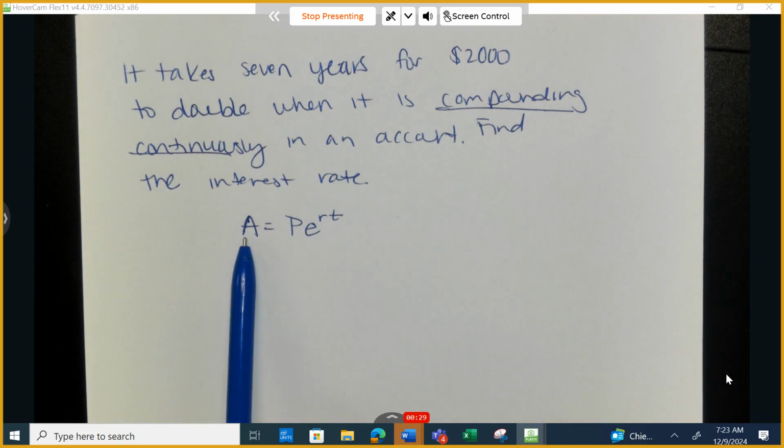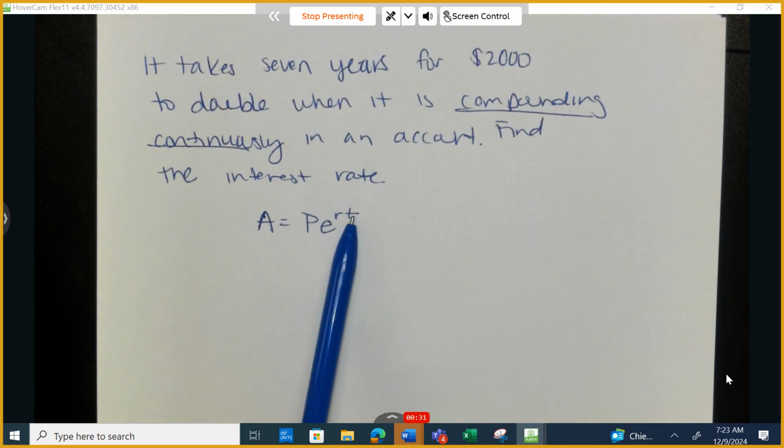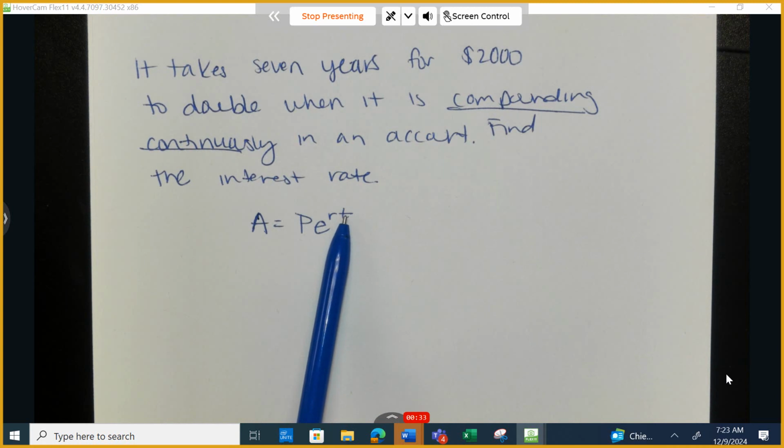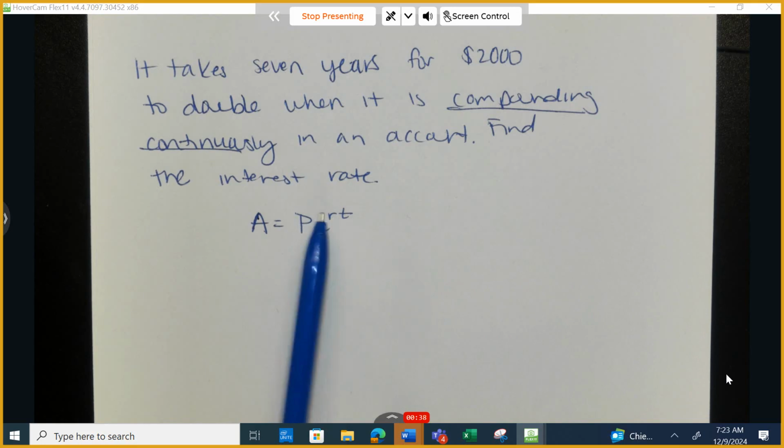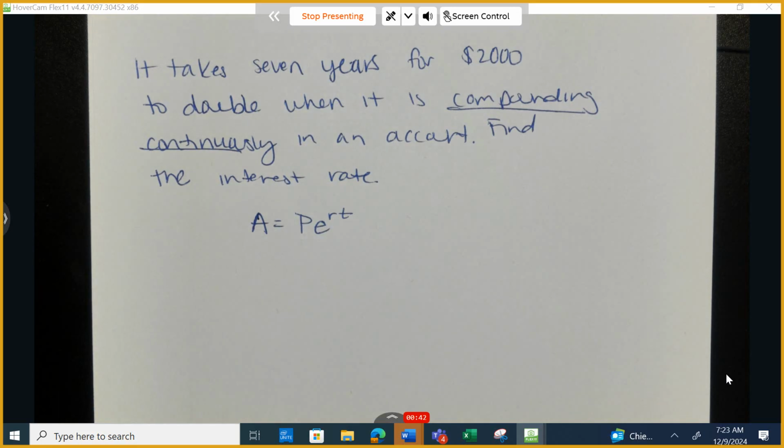A is the amount in the account at any given time, t. t is the number of years. P is your principal, what you initially invest. And r is the rate, and the rate is going to be as a decimal. We can convert it back into a percentage. So let's get started by inputting numbers.